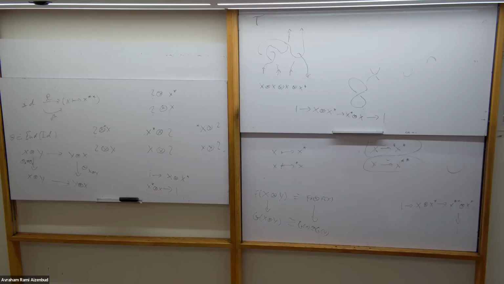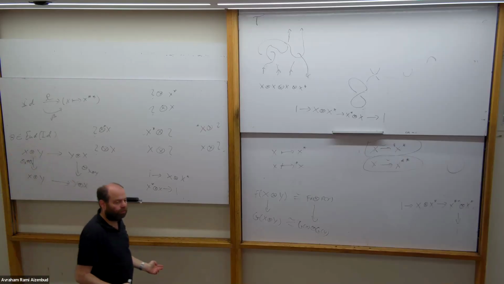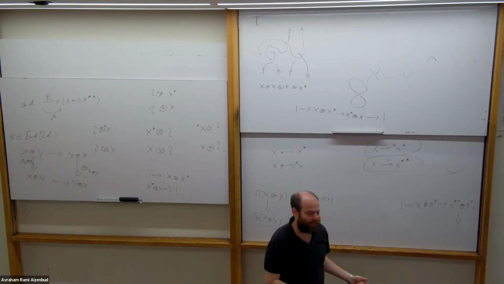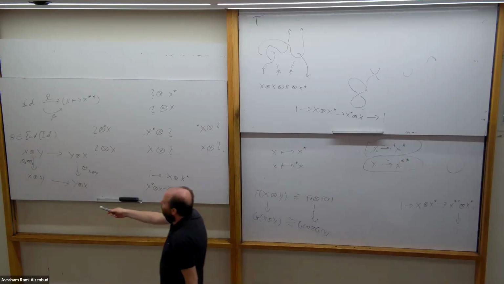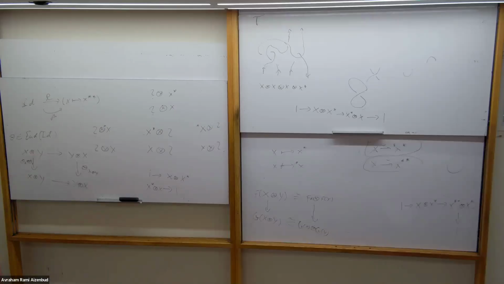So now we can forget about the pivotal structure and say, suppose I'm just given theta, an endomorphism of identity, that satisfies this condition called the ribbon structure in a category. Sometimes it's called a balance structure. Yes, so we call the category balanced if it has a balance structure, and theta itself will be called the twist.